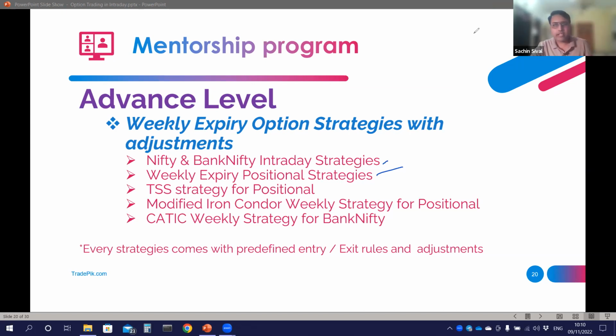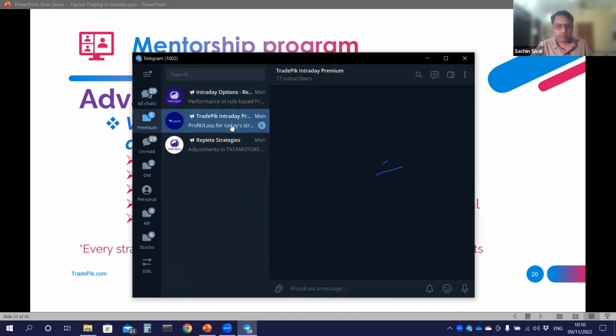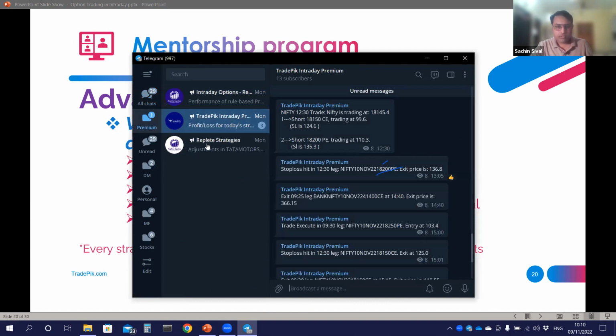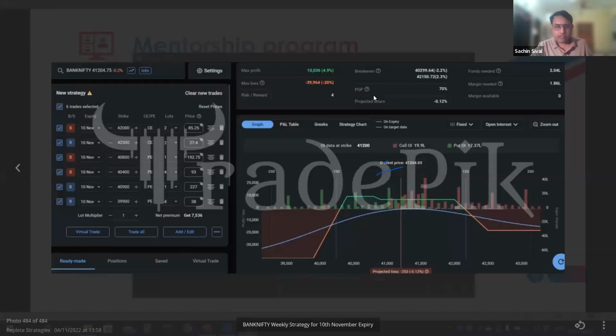Let me share one strategy that I shared in our premium channel this month. This is the strategy we created in Bank Nifty. You can see it has a probability of 70%, where the maximum profit is 10,000, and we just follow this range. The range is 2000 points in Bank Nifty, so chances are very low that it will break these levels.